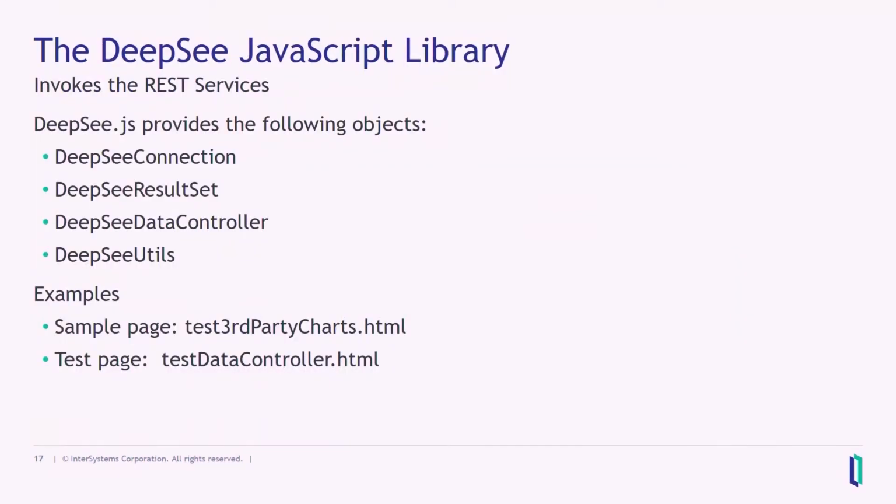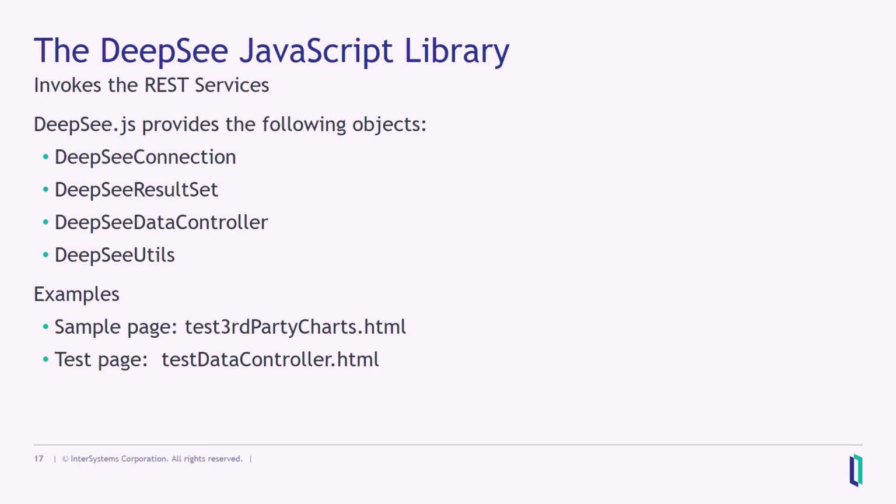But on top of that, if you're building applications with JavaScript, you might need something more than that to make your life easier. And that's why we built the DeepSea JavaScript library. It's a file called deepsea.js. It's part of the standard product. And it gives you a number of objects. It gives you the ability to build JavaScript UIs much quicker against the DeepSea backend.